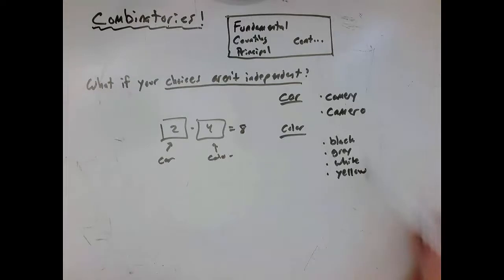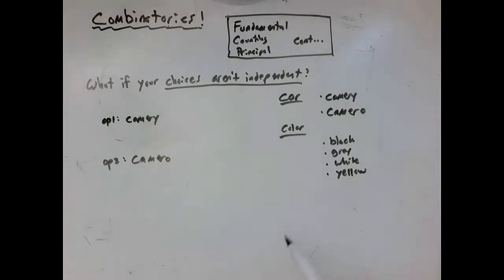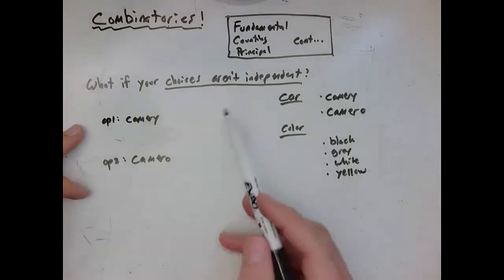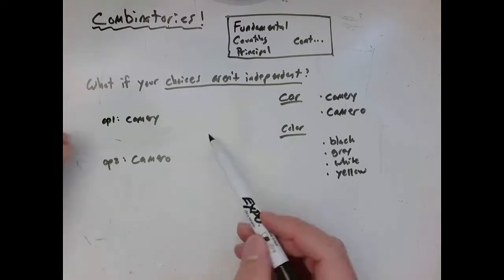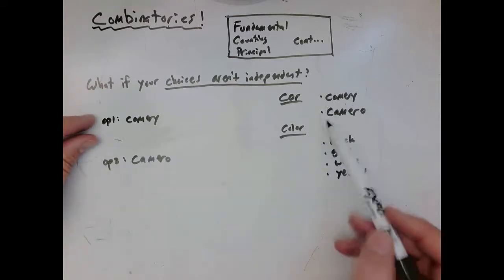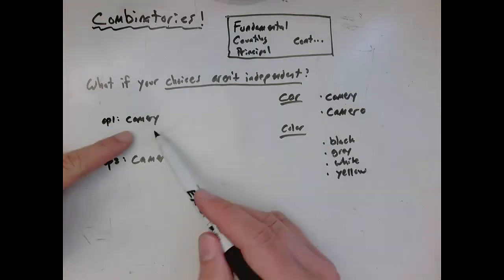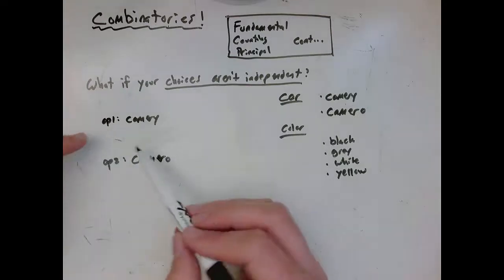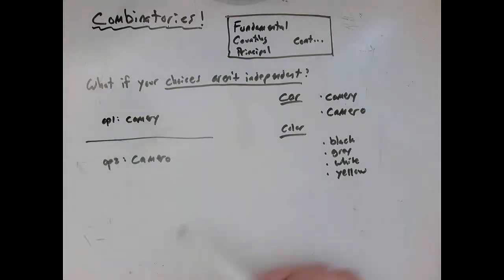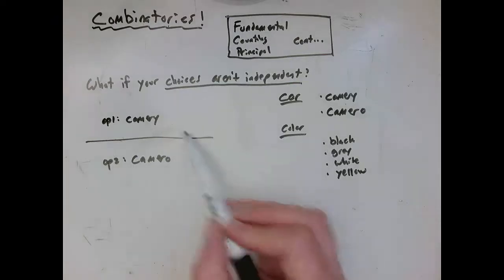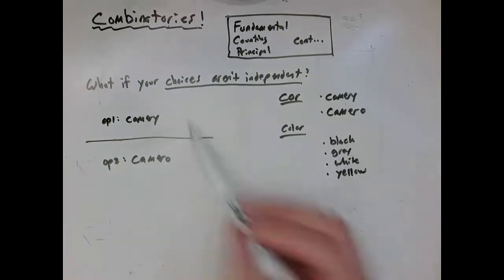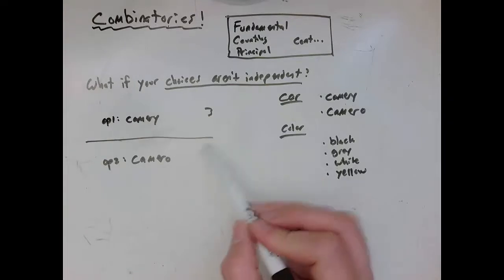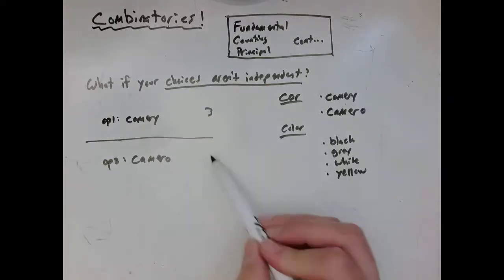But Camrys don't come in yellow. So if Camrys don't come in yellow, what are we going to do? How do we count it? If your choices aren't independent, then you have to count separately depending on the earlier choice you're making. My choice of car is going to affect how many colors I can choose. So I'm going to consider separately, what if I choose a Camry, what if I choose a Camaro? If I choose a Camry, I can only have black, white, or gray, let's say. So there's 3 possibilities. If I choose a Camaro, I could have any of the 4 colors.